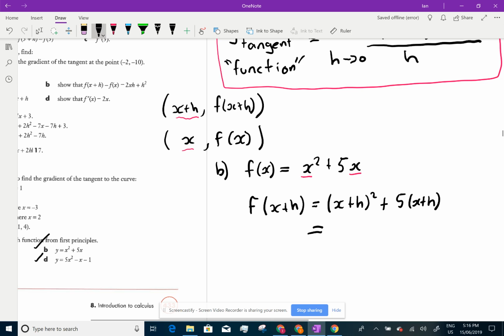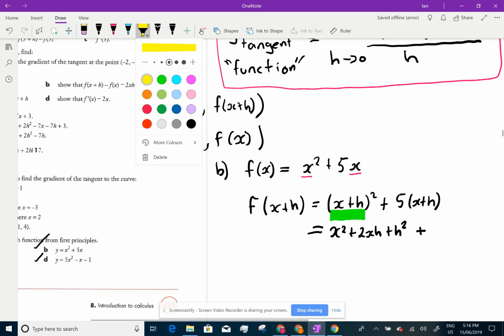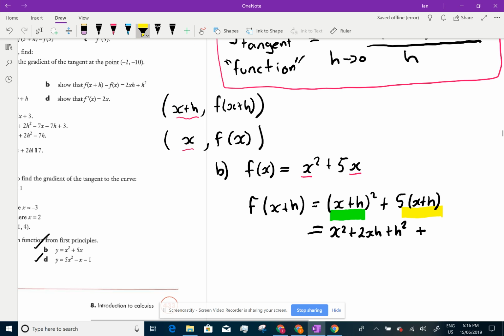which is, well, I'll just expand this first bit, and that becomes x squared plus 2xh plus h squared. And now I'll expand this bit, and that becomes 5x plus 5h. And now I'm all set to go.